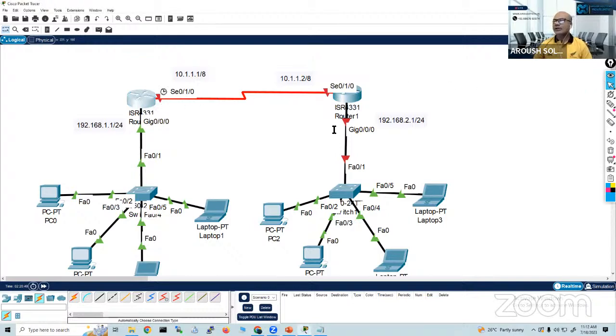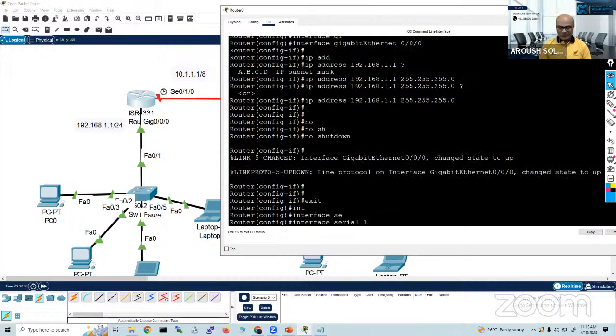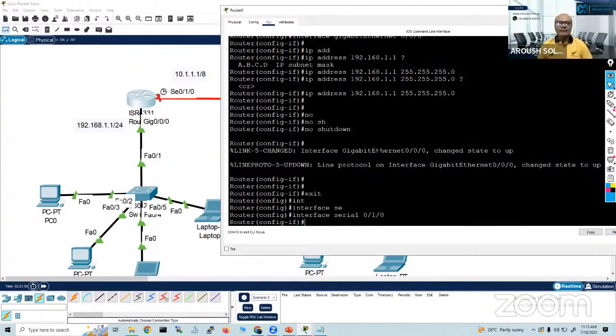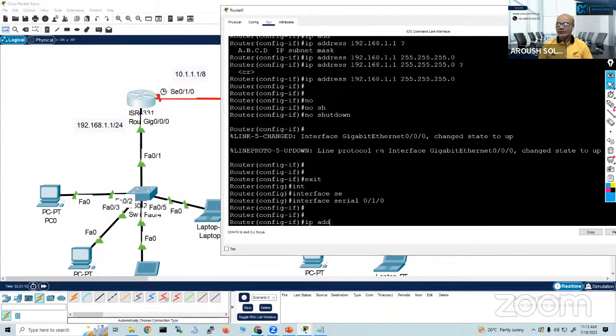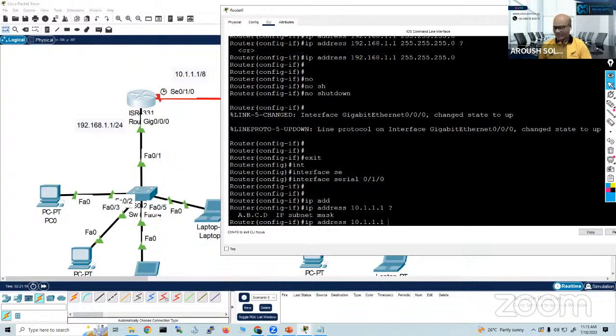So let's do that now. Interface serial 0/1/0. Now, how to check whether it is a DCE interface or a DTE interface? Let me assign this IP address first, and I'll show you that. The IP address here is 10.1.1.1. What should be my subnet mask? 255.0.0.0. Is it correct?